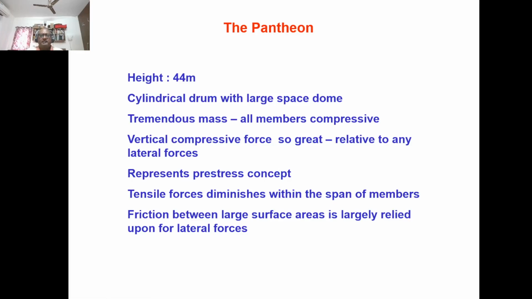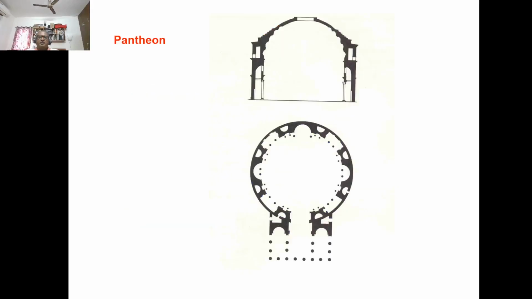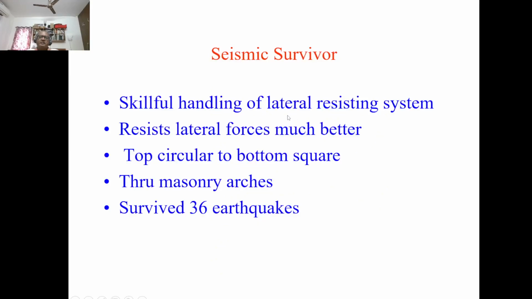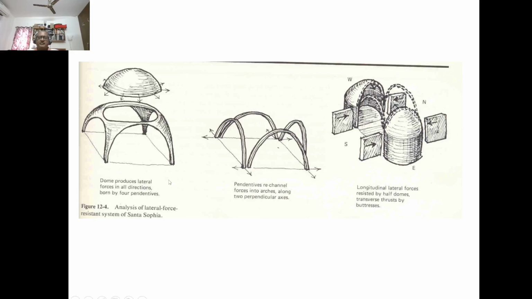So this is the data of that Pantheon, a 44-meter height cylindrical drum. It's a tremendous mass. This is a circular building with a dome at the center. But suppose there is a lot of lateral force, there will be an uplifting here and a compression here, that kind of thing. That they have handled by skillful handling of the lateral resistance system. It resists lateral force much better because the top is circular, looks like a circular dome, but at the bottom it is rectangular or square, as the case may be, by arch section. So this is how they have taken care of the lateral resistance system in those days.